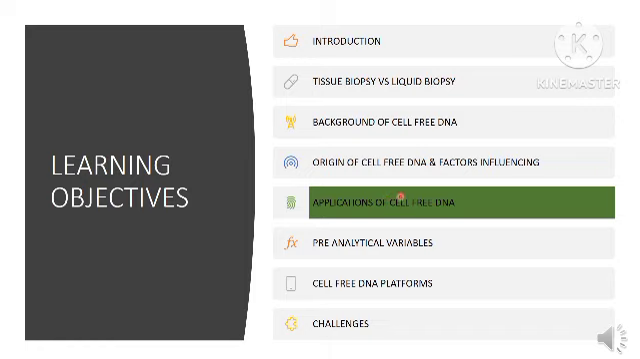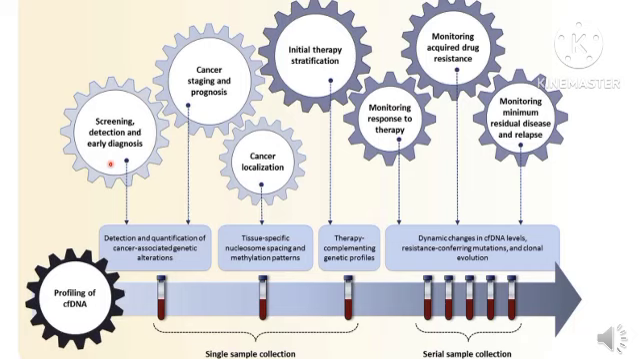Next, coming to applications of cell-free DNA. So cell-free DNA can be used for screening, detection and early diagnosis of cancer, for cancer staging and prognostication, initial therapy stratification, that is selecting a targeted therapy, monitoring of response to therapy, monitoring acquired drug resistance, monitoring measurable residual disease and relapse. So all these indications we know, but there is a special indication where we can use a liquid biopsy, that is cell-free DNA profiling, that is cancer localization.